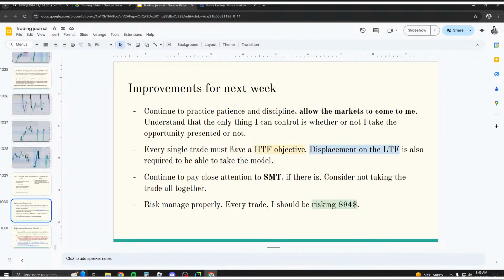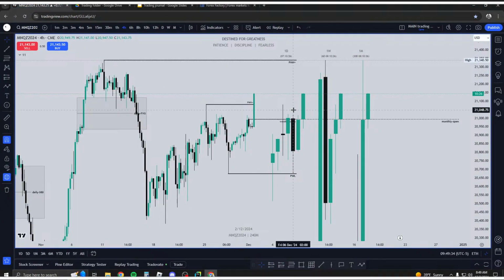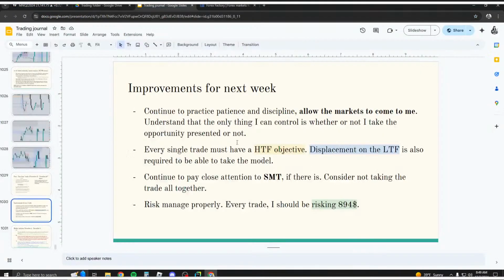Every single trade that I take must have a higher time frame objective. The higher time frame objective for this trade was the expansion model, and requiring displacement on the lower time frames too. There was displacement in the trade that I took today, or overnight.